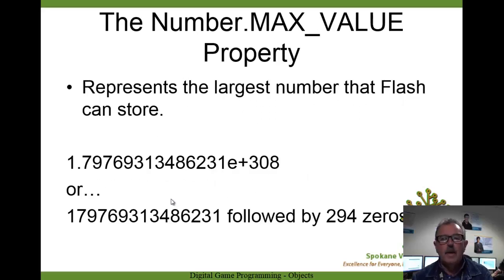The first one we want to look at is the MAX_VALUE property. It's kind of interesting to see that the max value that can be represented in Flash is this number here in scientific notation. I'm not even going to try to say how big that number is, but you can see in scientific notation it comes out to this number followed by 294 zeros. That's a pretty darn big number, right?